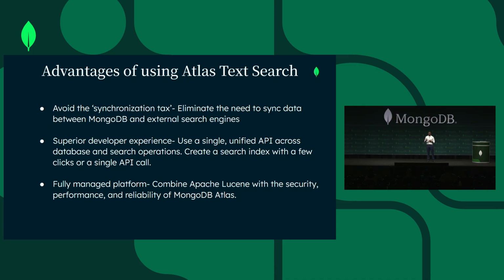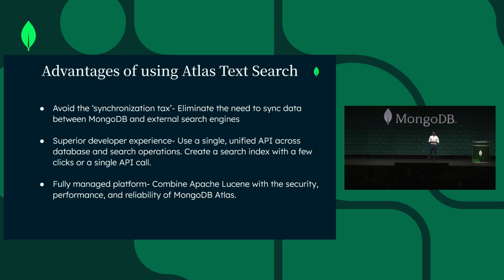The second reason why MongoDB Atlas Text Search is a far superior developer experience is because you can use a single, unified API to query both your operational data as well as your text search data. In a world where you were using Atlas for your operational data and another service for your text search data, your developers would have to learn 2 APIs, 2 query languages, which leads to operational overhead and reduces developer productivity.